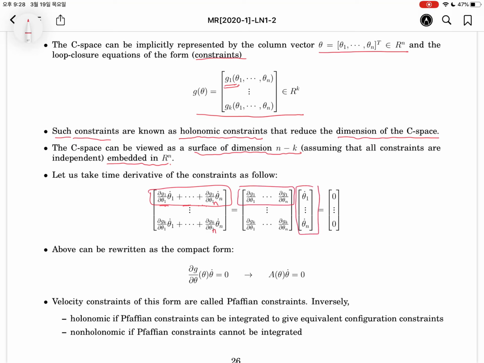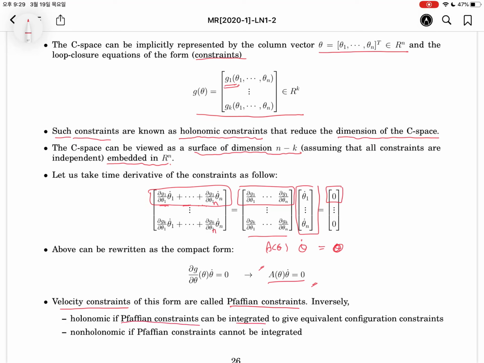So the first equation can be expanded by the matrix and the vector, so we can get 0. Like this, the velocity equation can be described in a compact form. This is A theta, this is theta dot, and the k-dimensional 0 vector. This kind of velocity constraint of this form is called a Pfaffian constraint.